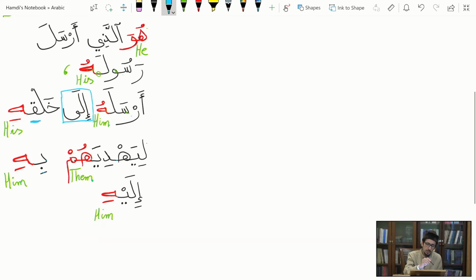This is a detached pronoun. The rest are attached pronouns. This one is attached to a noun. This one is attached to a verb. This one is attached to a noun. This one is attached to a verb. This one is attached to a preposition. This one is attached to a preposition.